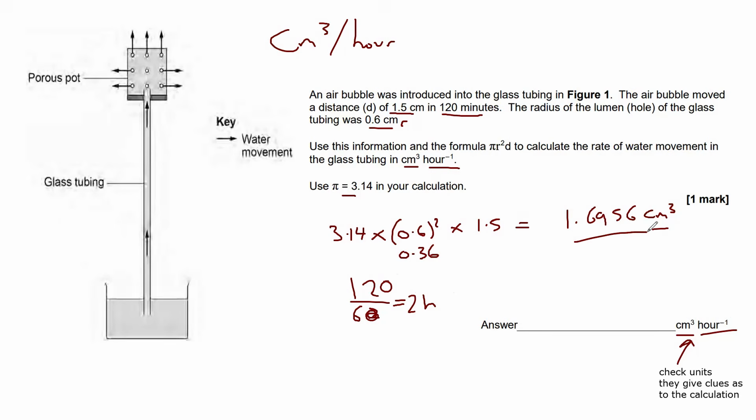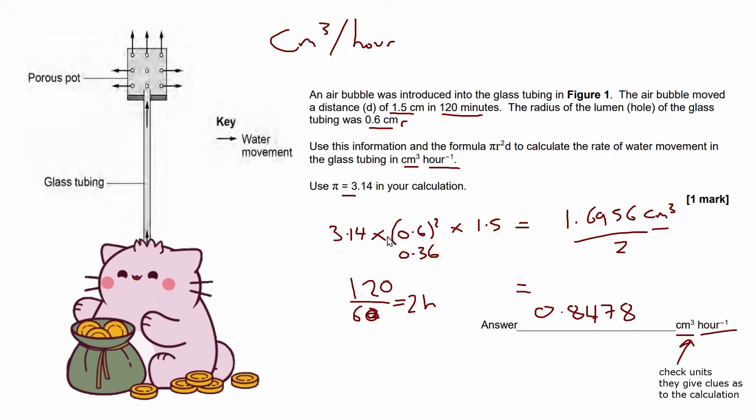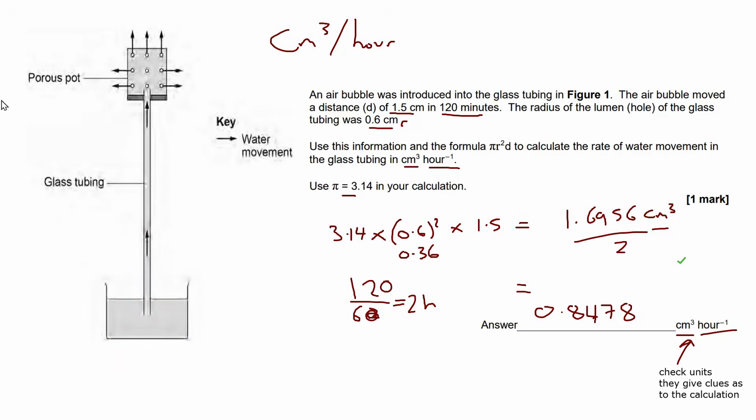So basically, we need to divide that by 2, and our answer is going to be 0.8478. You could probably round that to whatever you like. It doesn't give us 2 sig fig or 2 DP. So you could round it to 3 significant figures at A level or 2 decimal places. That's going to get you just 1 mark. They are so stingy. Right, let's move on.